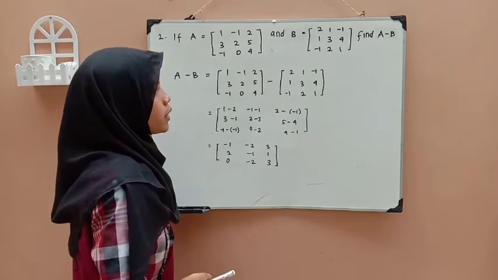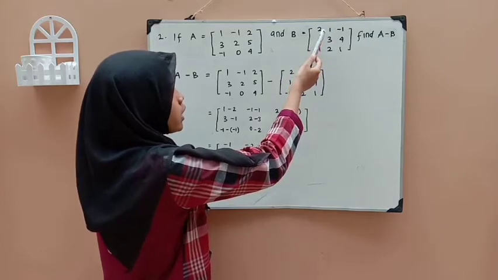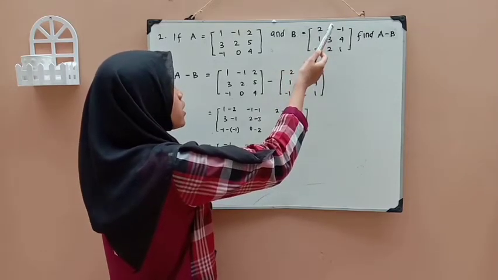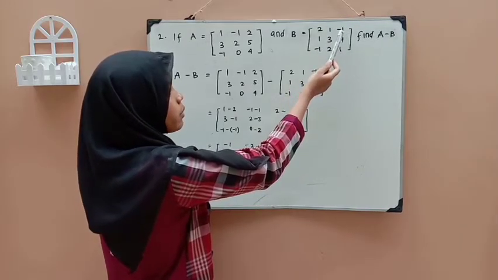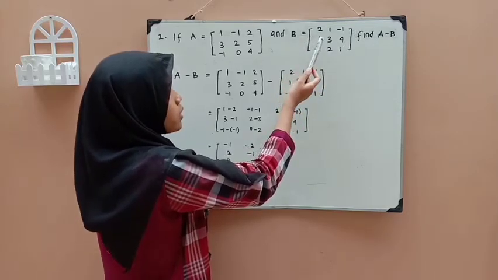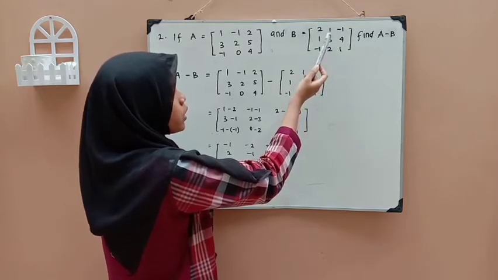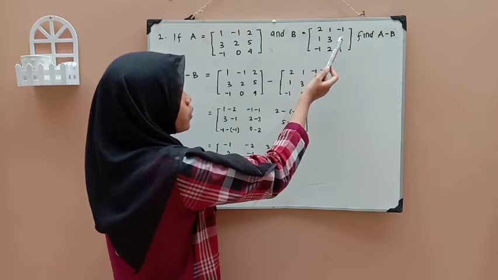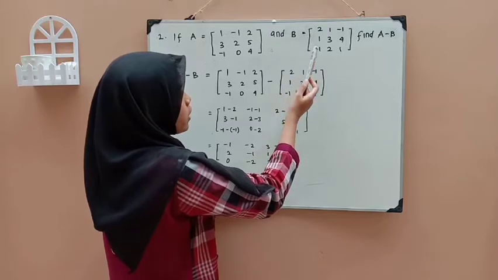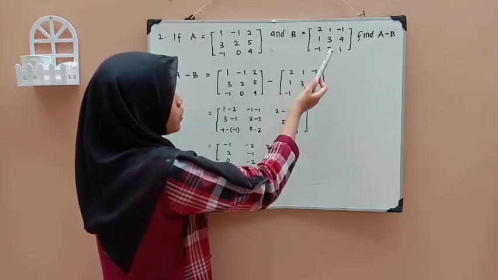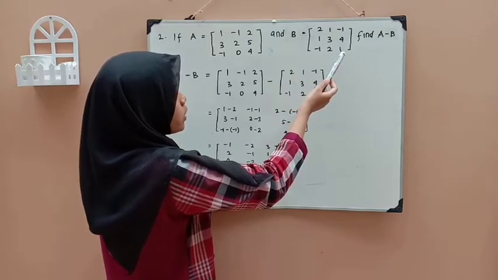and B is the 3 times 3 matrix. The entries are B subscript 1 subscript 1 equals 2, B subscript 1 subscript 2 equals 1, B subscript 1 subscript 3 equals minus 1, B subscript 2 subscript 1 equals 1, B subscript 2 subscript 2 equals 3, B subscript 2 subscript 3 equals 4, B subscript 3 subscript 1 equals minus 1, B subscript 3 subscript 2 equals 2, B subscript 3 subscript 3 equals 1.